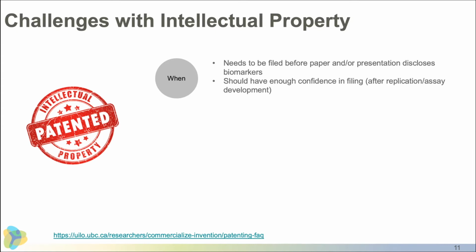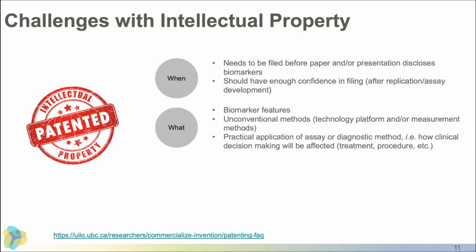So you have to balance this to figure out how and best to file in your specific case. Now, what are you filing really? First, the biomarker features, any unconventional methods such as technology platform or measurement methods that make it unique should be included. Also, the practical application of the assay or diagnostic method. For example, how will clinical decision-making be affected as a result of the biomarker? Will there be a drug therapy that's administered after? Would there be a procedure that is required if the biomarker is positive? All of those should be included.